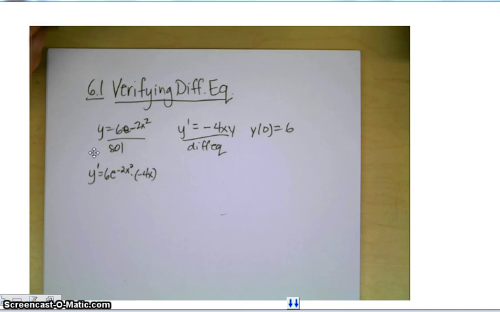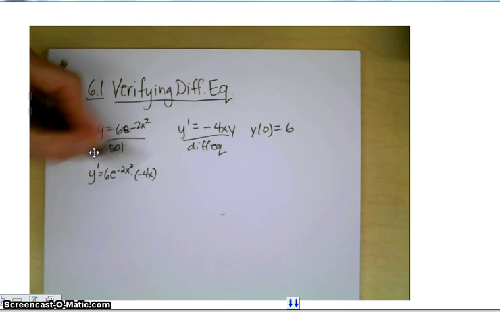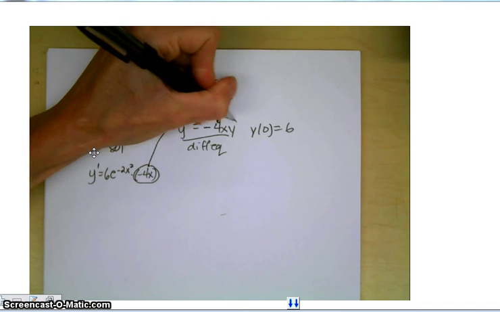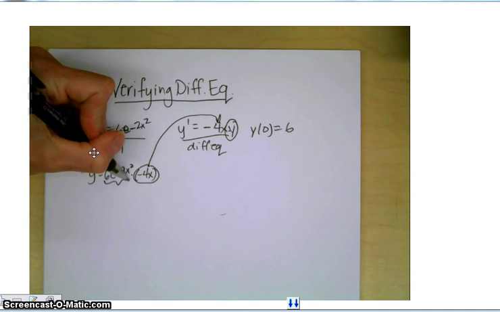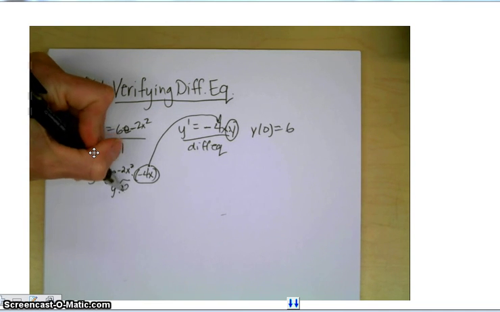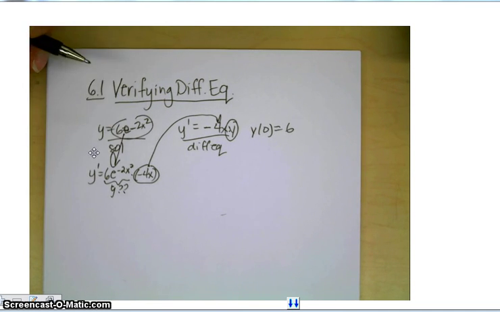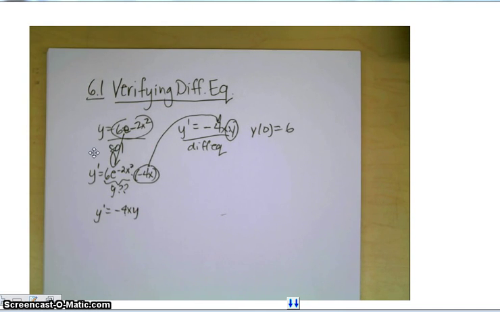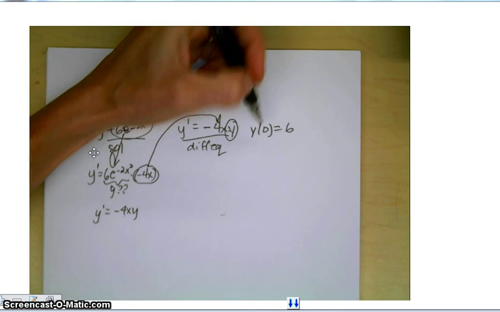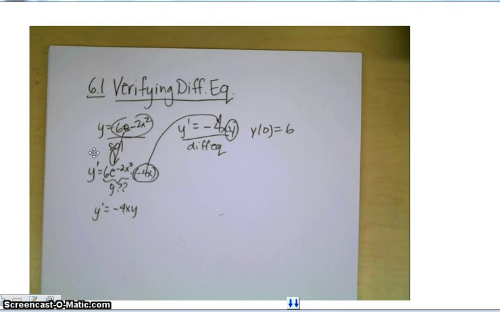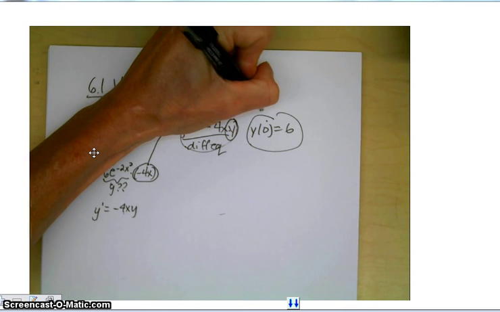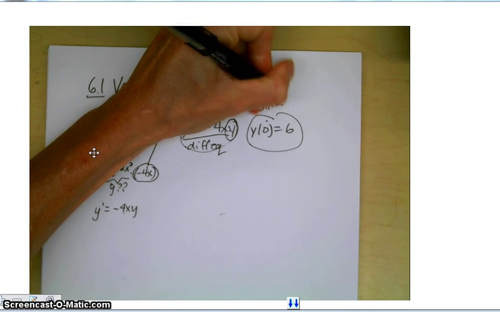Does it look just like that? Well, I want to see, does this look like negative 4x? Well, there's my negative 4x, and y. Now this does not look at all like y, but isn't that y? So y prime does indeed equal negative 4xy. But we've got a little bit more information, and we're trying to verify the entire thing. So could this be a solution to this differential equation with this initial condition? It works out just fine.